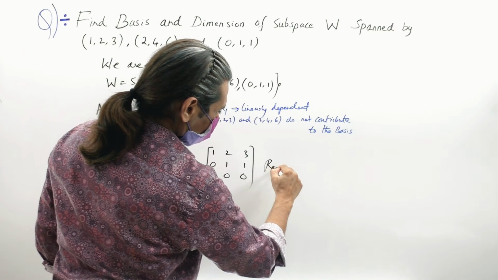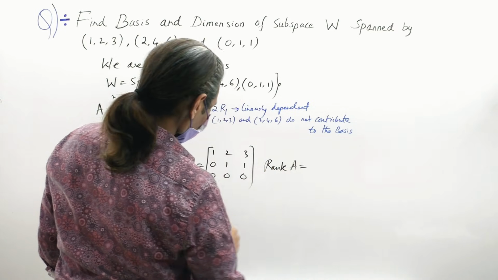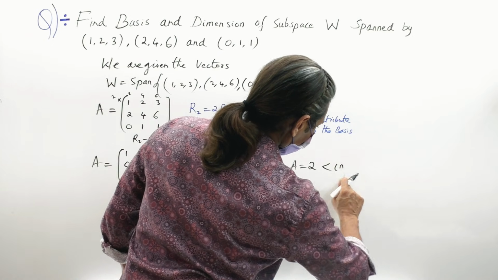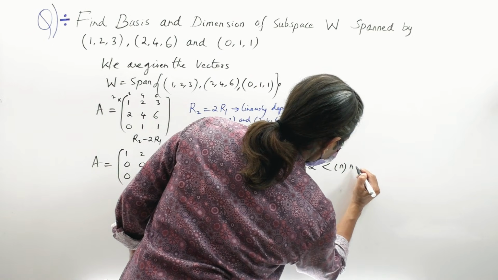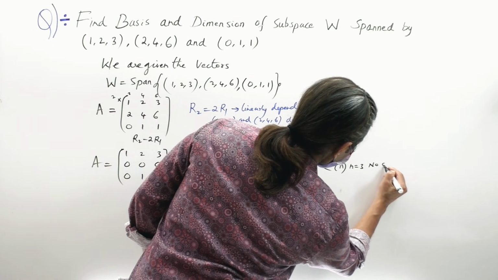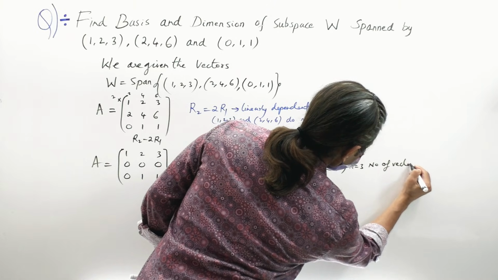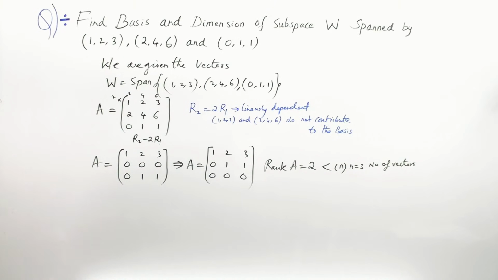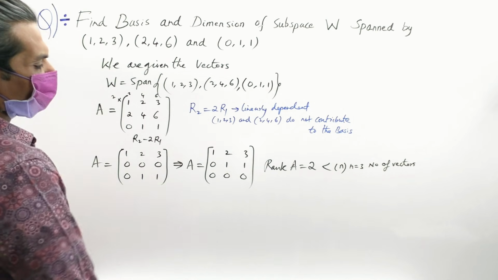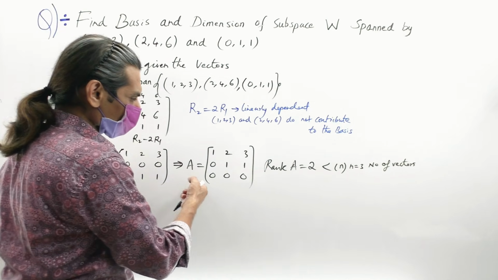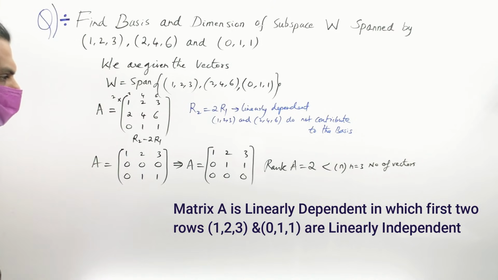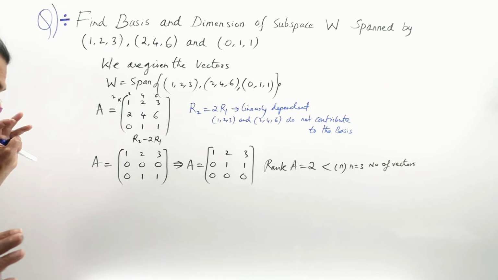So we have rank of A is equal to 2, lesser than n. What is n? n is equal to 3, the number of vectors. So it is consistent with infinite solutions. And since the full row is 0, the remaining rows are linearly independent. Okay, now from this we need to find the basis and dimension.